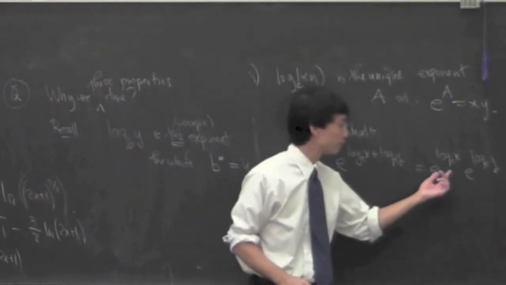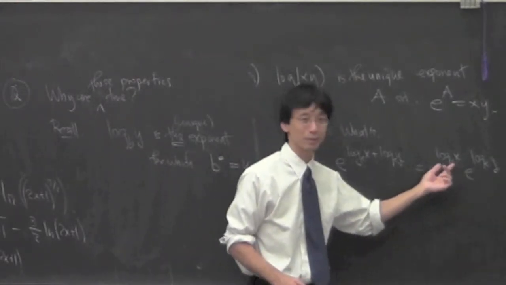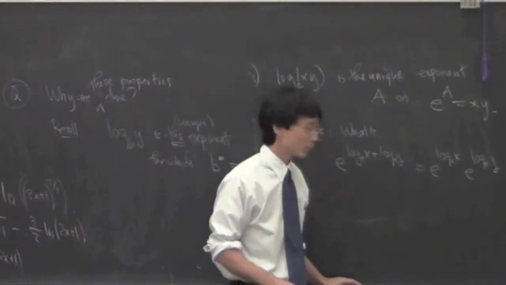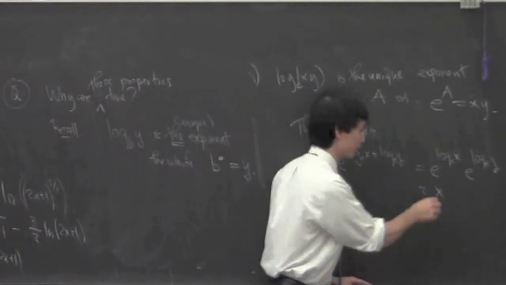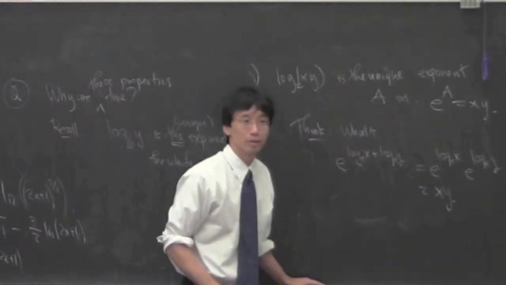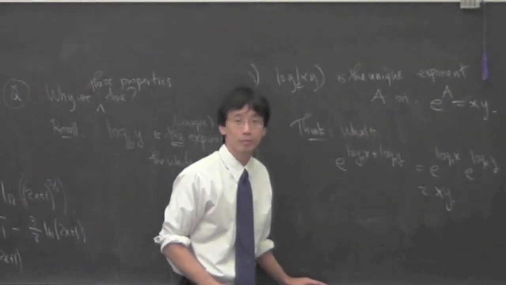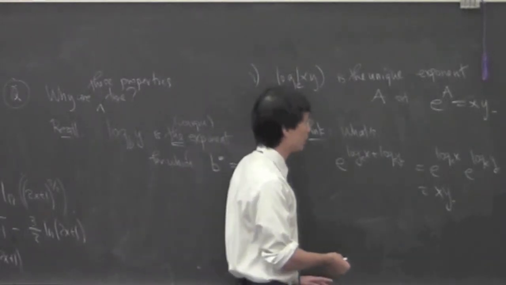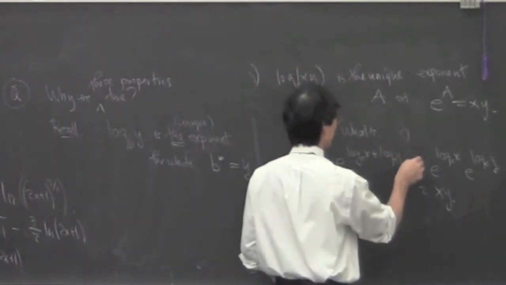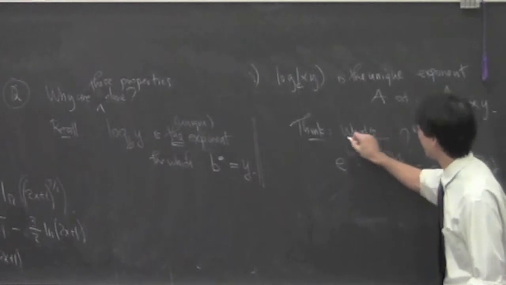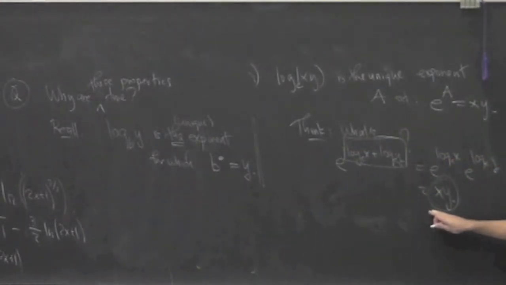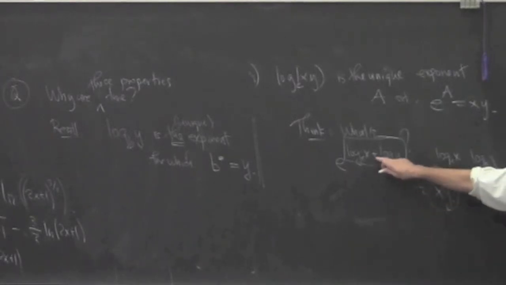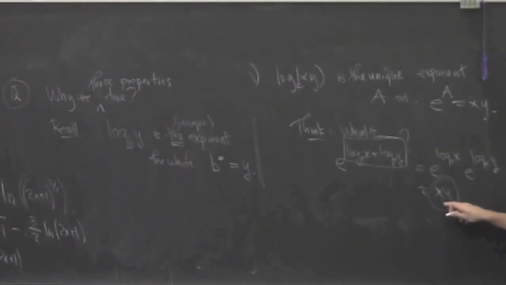Right? Well, what's e to the log base e of x? That's just x. What's e to log base e of y? Y. Right? So what do you see? We see that if you raise e to this power, you get xy. Raising e to this gives you xy.